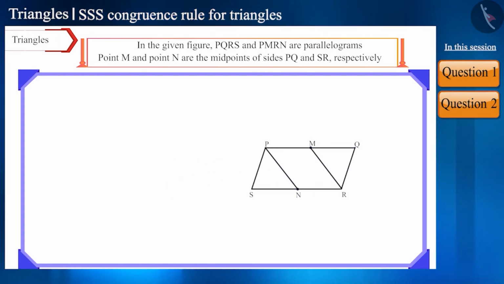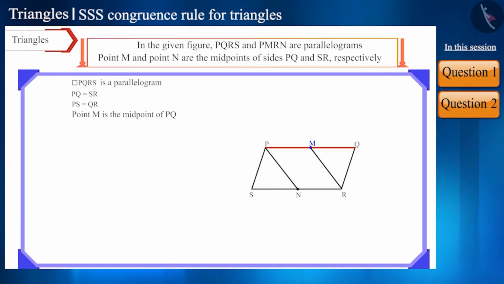Friends, it's given that PQRS is a parallelogram. Therefore, its opposite sides will be equal, which means side PQ and SR are equal and sides PS and QR are also equal. Point M is the midpoint of PQ. That's why we can write PQ like this. Point N is the midpoint of side SR. That's why we can write SR like this.